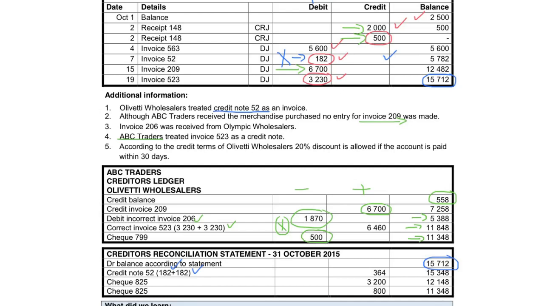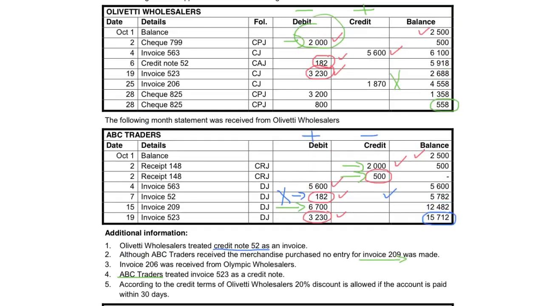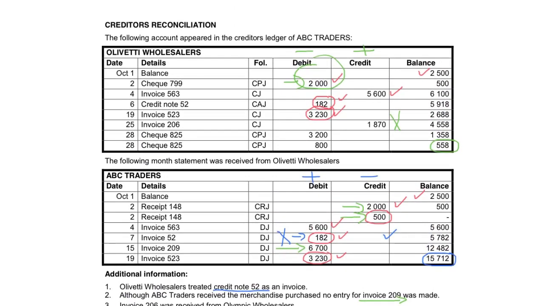Okay, according to the credit terms, you will receive 20% discount. So we have to go back again and see if there's any more entries that will be affected by that 20% discount. Okay, so if we look at the creditors ledger, we see that there's two entries here that don't appear in the books of Olivetti Wholesalers. The 3,200 and the 800 is not here.